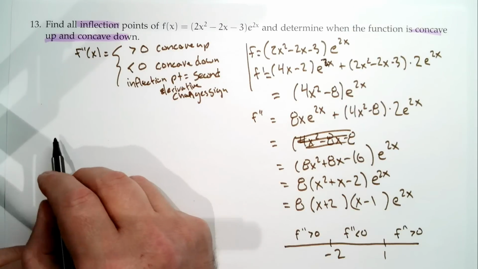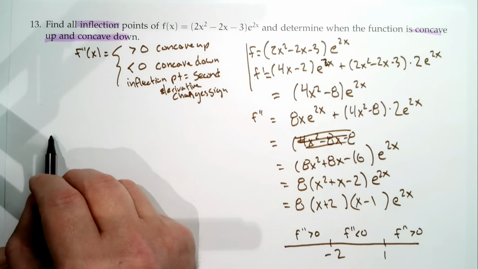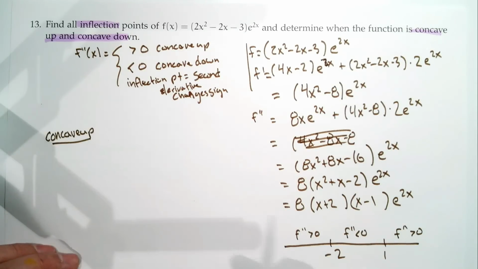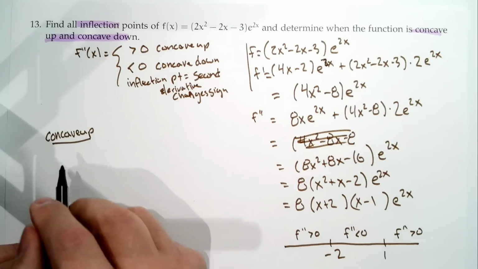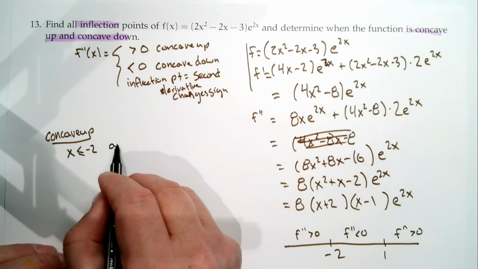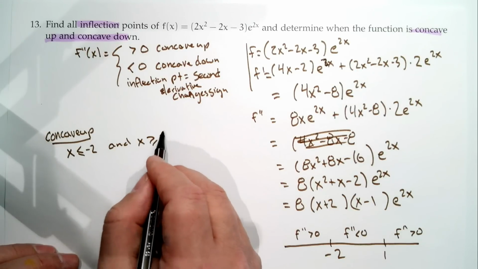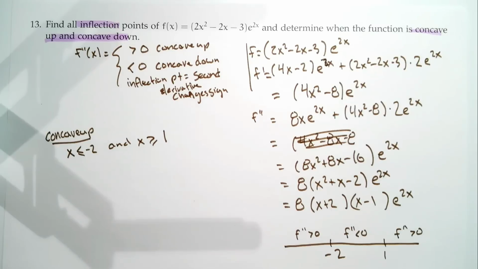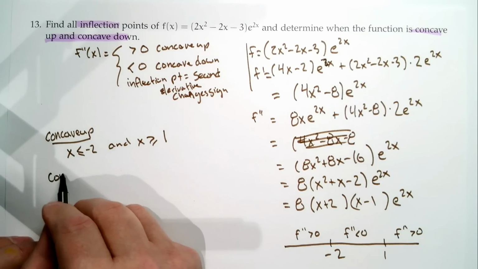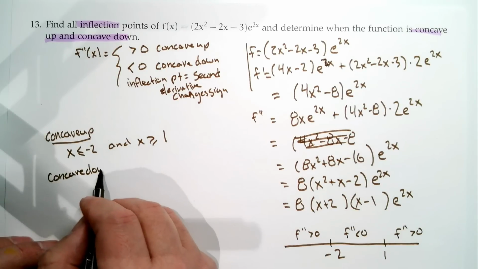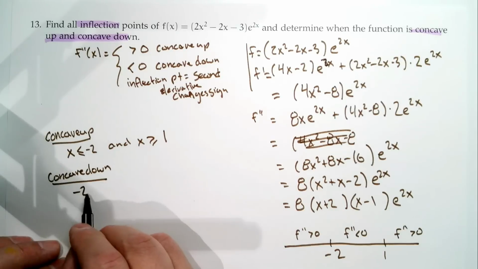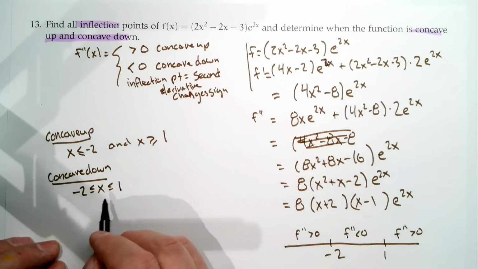So our conclusion is we are going to be concave up for the following. Where is our second derivative positive? We can say for x less than or equal to -2 and x greater than or equal to 1. Again, don't worry about the endpoints. It's just the in-betweens. We want to make sure you get those. Concave down, where does that happen? Well, that happens between where our second derivative is negative: -2 less than or equal to x less than or equal to 1.